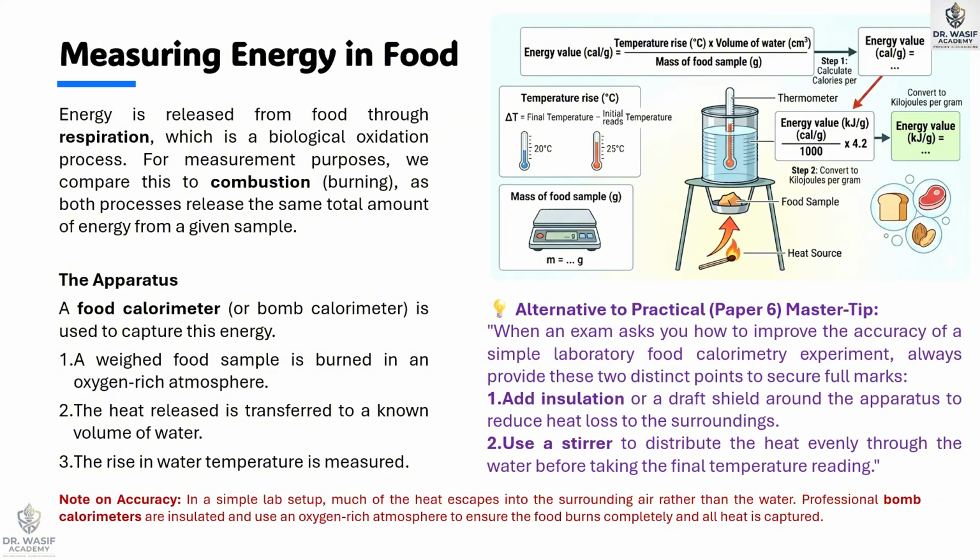As a practical tip for your exams, when an examiner asks you how to improve the accuracy of a simple laboratory food calorimetry experiment, always provide these two distinct points to secure full marks. Number one, add insulation or a draft shield around the apparatus to reduce heat loss to the surroundings. Secondly, use a stirrer to distribute the heat evenly through the water before taking the final temperature reading. If you add these two points in your answer, you will get high marks.